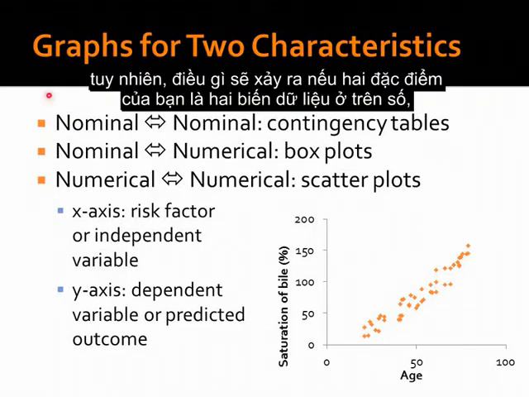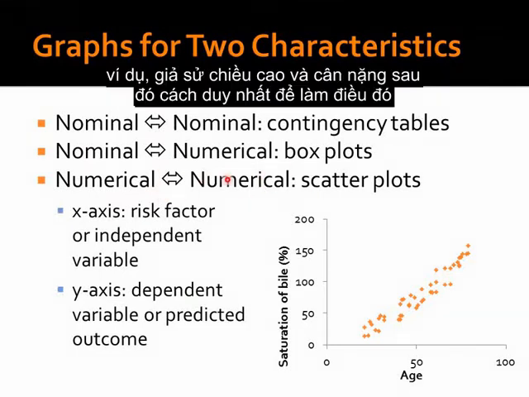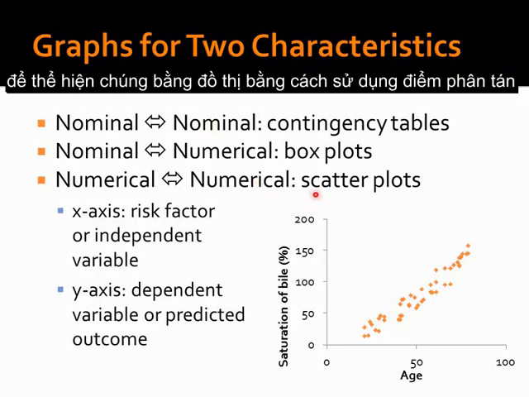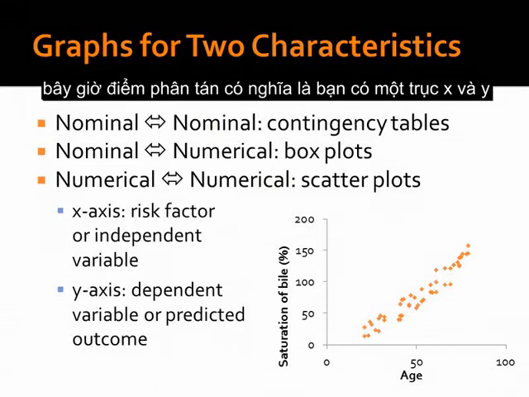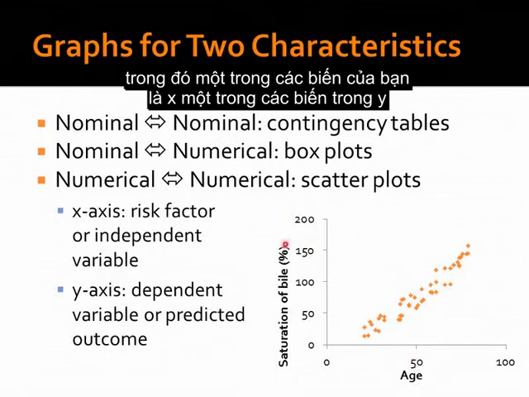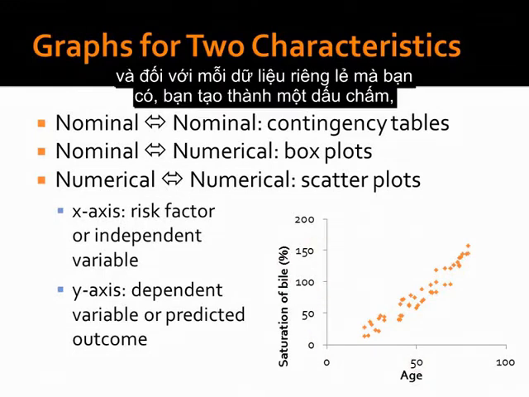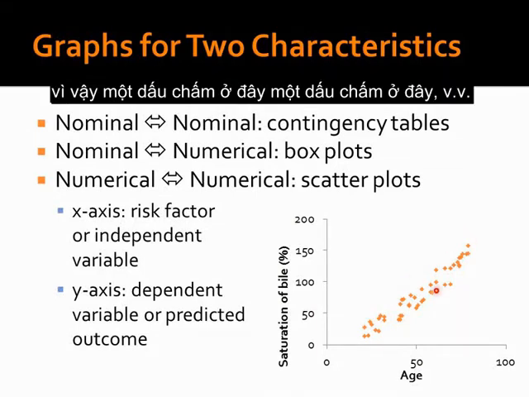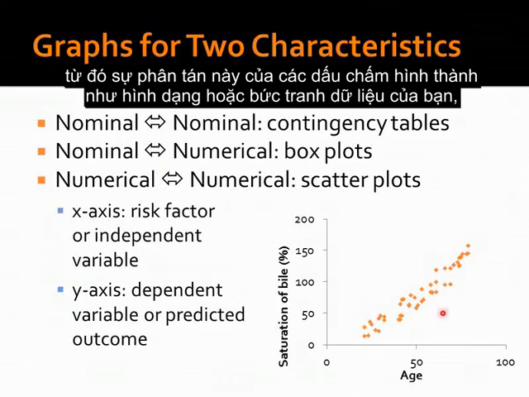Now, what happens if your two characteristics or your two data variables are both numerical? For example, let's say height and weight. Then the only way to properly graphically represent them is by using scatter plots. Scatter plots just mean that you have an x and a y axis, where one of your variables is on the x, one is on the y, and for each individual data that you have, you make it into a dot. So one dot here, one dot here, one dot here.